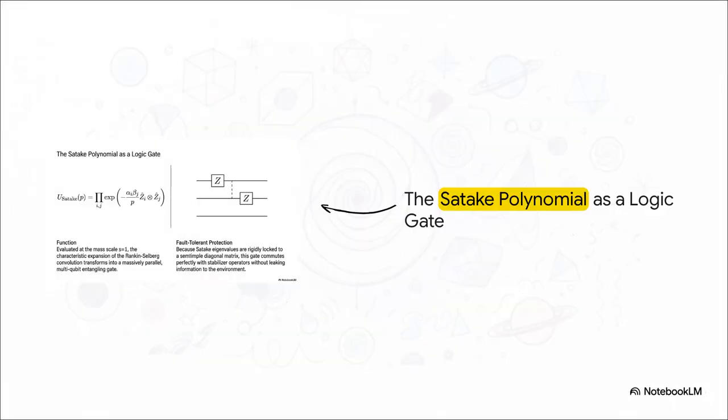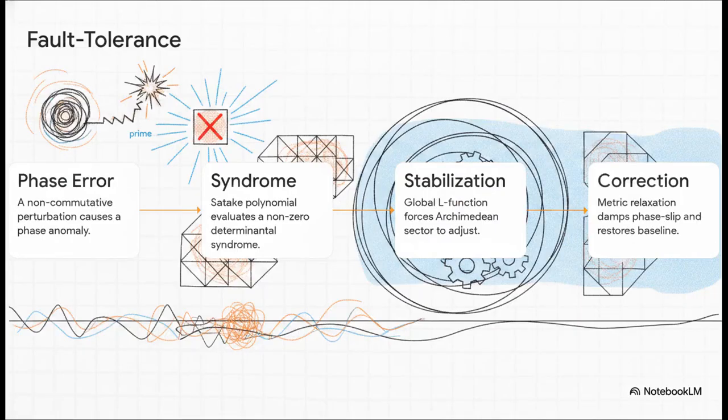And check this out, that Satake determinantal polynomial we unpacked earlier. When you evaluate it at the mass scale, it actually functions as a massively parallel entangling logic gate. Because the eigenvalues are so rigidly locked to a semi-simple diagonal matrix, this unitary operator acts exactly like a fault-tolerant circuit. It measures and processes the system without leaking any phase information to the environment. Let's quickly walk through the procedural math of how this cosmic code actually detects a non-commutative perturbation and uses global symmetry to correct it. Step 1.